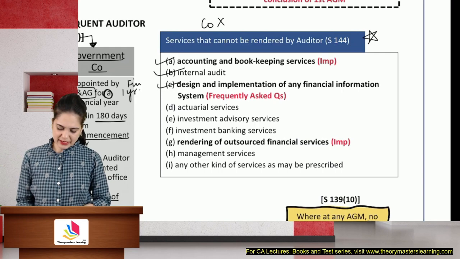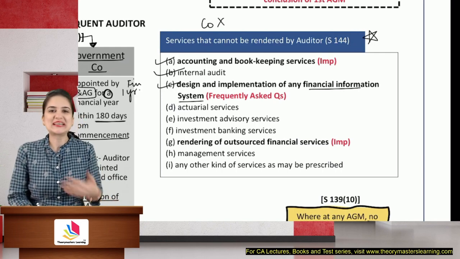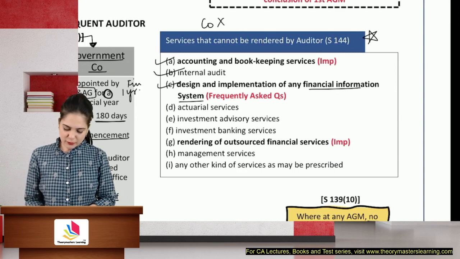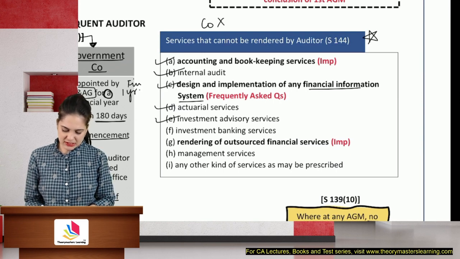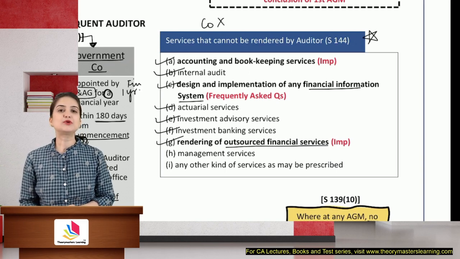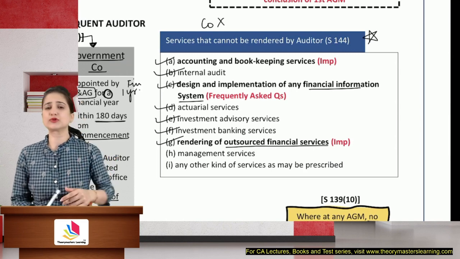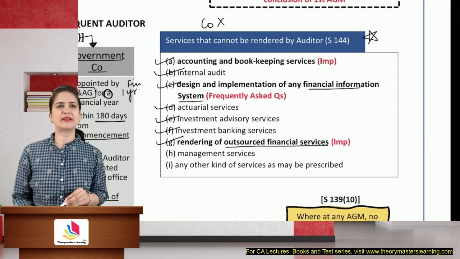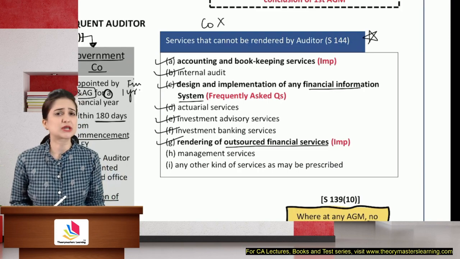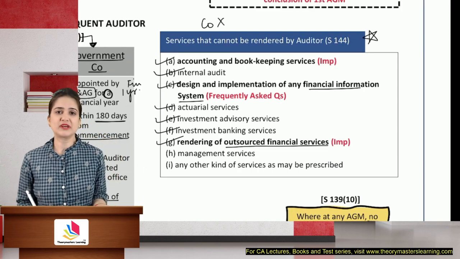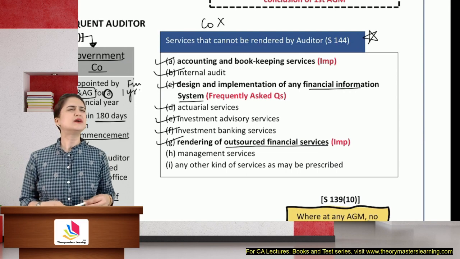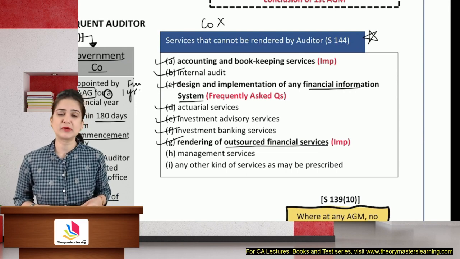You cannot design and implement any financial information system, because you cannot design the system and then come to audit it. You will never find out faults in the system that you have designed. You cannot provide actuarial services, investment advisory services, investment banking services, or rendering outsourced financial services. Say, for example, the company has outsourced the salary computation to you, or maybe you have any knowledge portal, a KPO, where you are providing some kind of knowledge or financial advice to the company. You are computing the salary or taxation of the employees, you're filing their returns. So there you are providing some kind of outsourced financial services to the company. You are not an independent person. You are not independent enough to be appointed as auditor of the company.